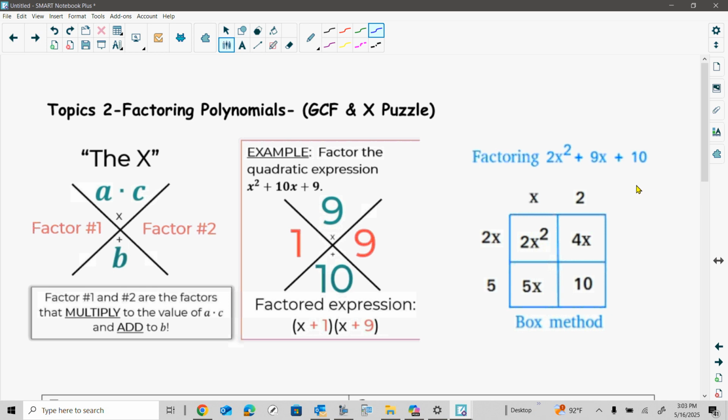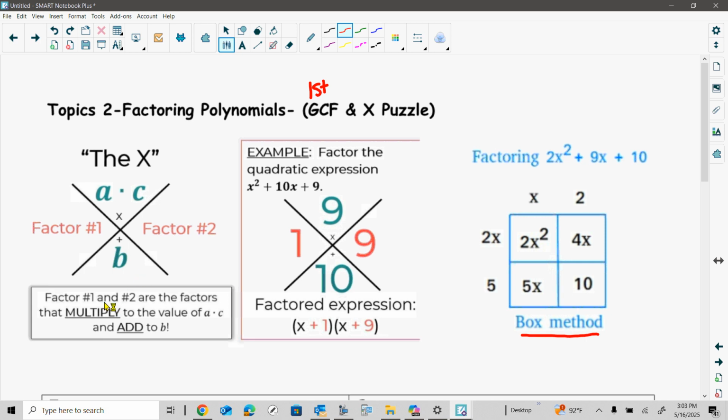All right, now for topic 2, we're going to be factoring polynomials. So we always need to start with checking for a greatest common factor first, and then we can use your X puzzle, or you can use this box method over here. So this is kind of a breakdown of our X puzzle. A times C, or just your C if A is 1, is up here, and then your factors are on the left and the right of the X. Your middle term, B, is down here.